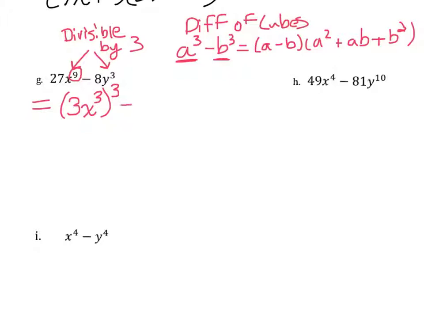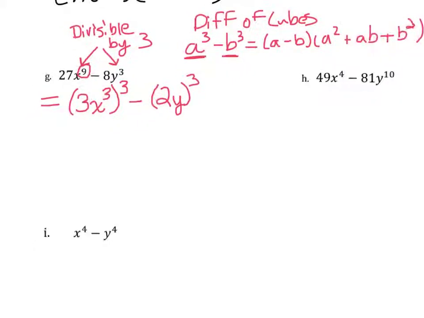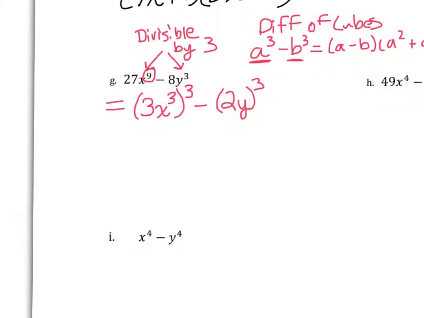Now I'm going to go to the 8y cubed. 8 is the same thing as 2 to the 3rd power, and y to the 3rd power is y to the 3rd, right? And so these are my a and b. So my a is this 3x cubed here, and my b is this 2y here. So in this formula, I'm going to put them in their respective places here, all right? And so let me give myself a little more space. So if I use my formula, it's going to be 3x cubed minus 2y. That's the a minus b part.